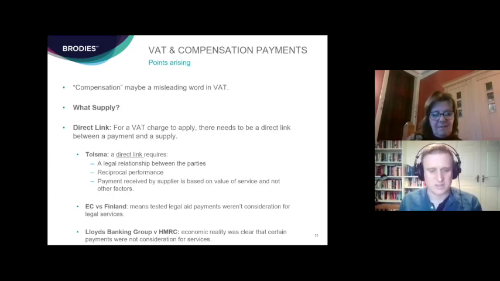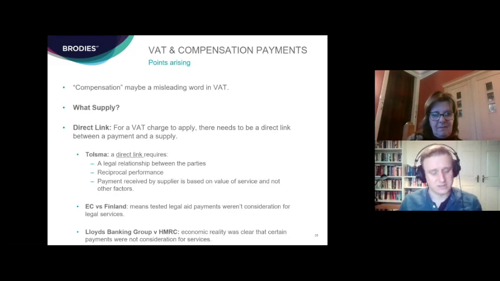And we always say there's no tax on compensation, and it's kind of a truism. But the question arises, well, what is compensation? It's not defined in VAT. Instead, for VAT to apply to a payment, you really need two things.